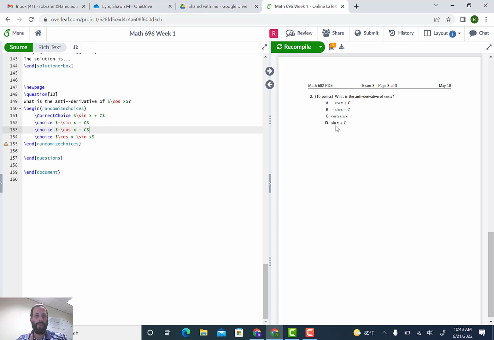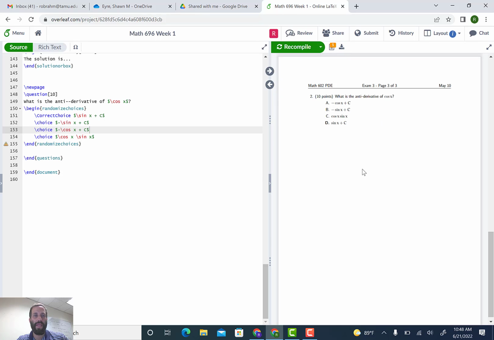Now, I need to explain something. When I recompile it now, most likely it's going to keep this same exact order. Okay, notice how it's the same exact order. If I recompile it again, the same thing is going to happen.